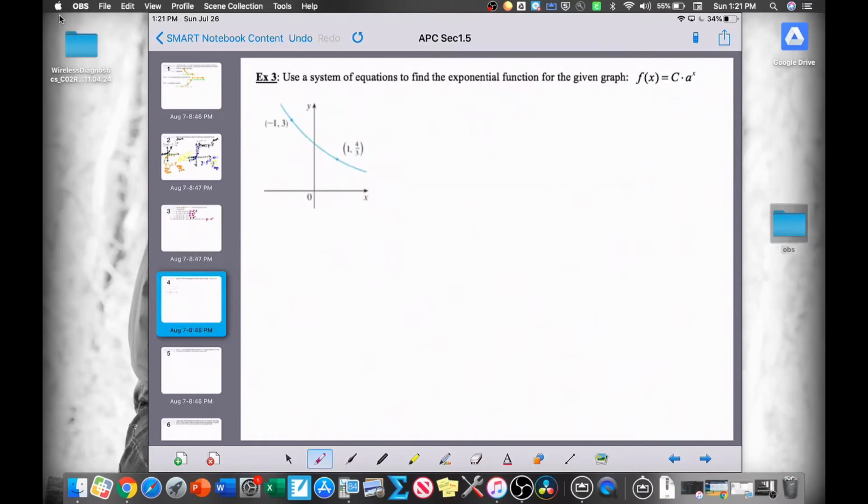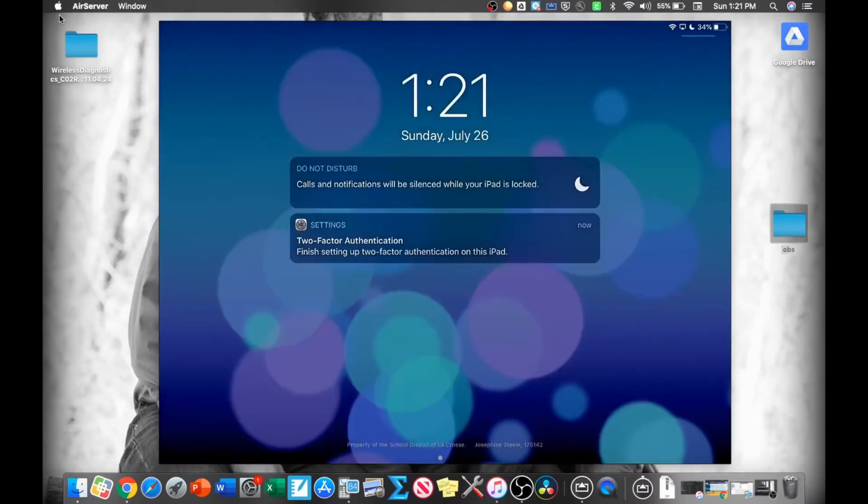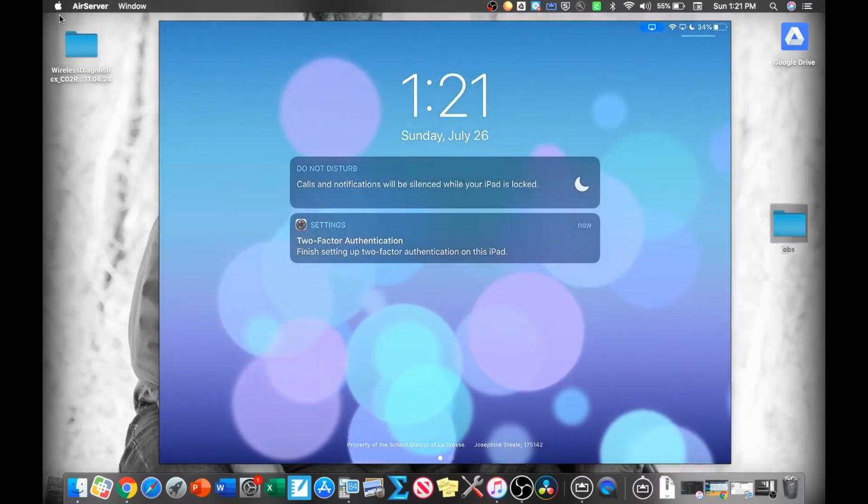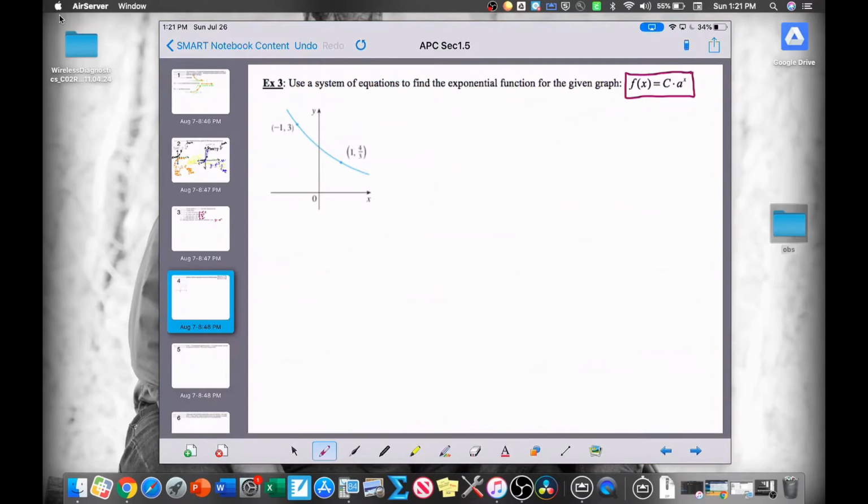Moving on, example 3 says use a system of equations to find the exponential function for the given graph. So they've given us the form of the exponential equation that we are expected to find. They've also given us this graph here, and they've called attention to 2 ordered pairs that are on my curve. That's the only information that I need to do this. You may remember these problems from Algebra 2 and from Pre-Calc. This is just a system of 2 equations and 2 unknowns. I like to think of it as a 5-step process.